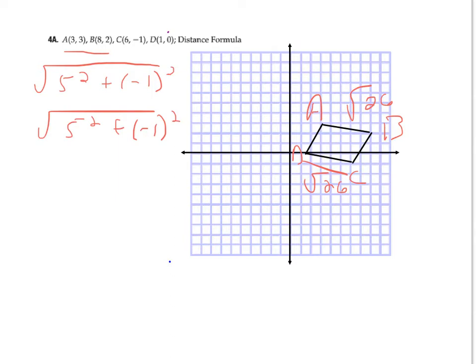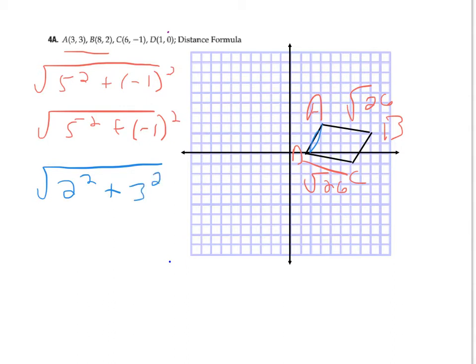And now let's do side AD. I'm going to take the square root of that, right? The difference of my x's from A to D is 3 minus 1, so that's 2 squared, plus the difference of my y's, which is 3 minus 0, which is 3 squared.